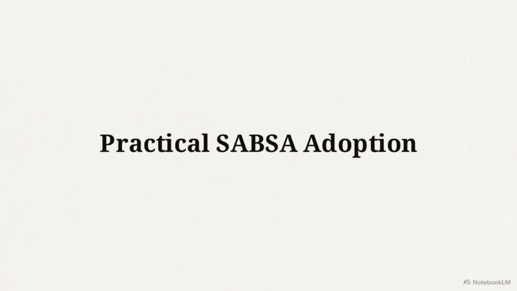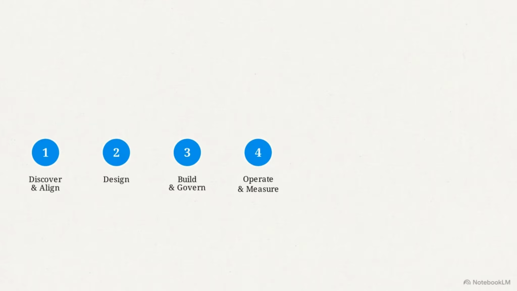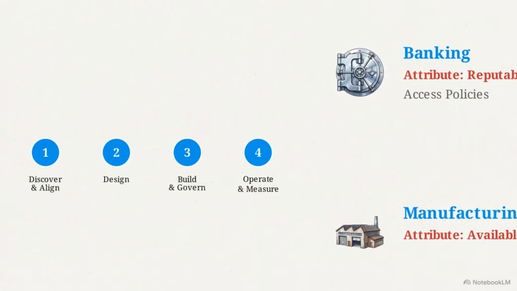For practical adoption, start with a single high-visibility project. Follow a 4-phase timeline: discover and align, design, build and govern, and finally, operate and measure. This incremental approach applies to any industry. A bank maps customer trust to the reputable attribute to design access policies, while a factory maps production uptime to the available attribute to segment their network.